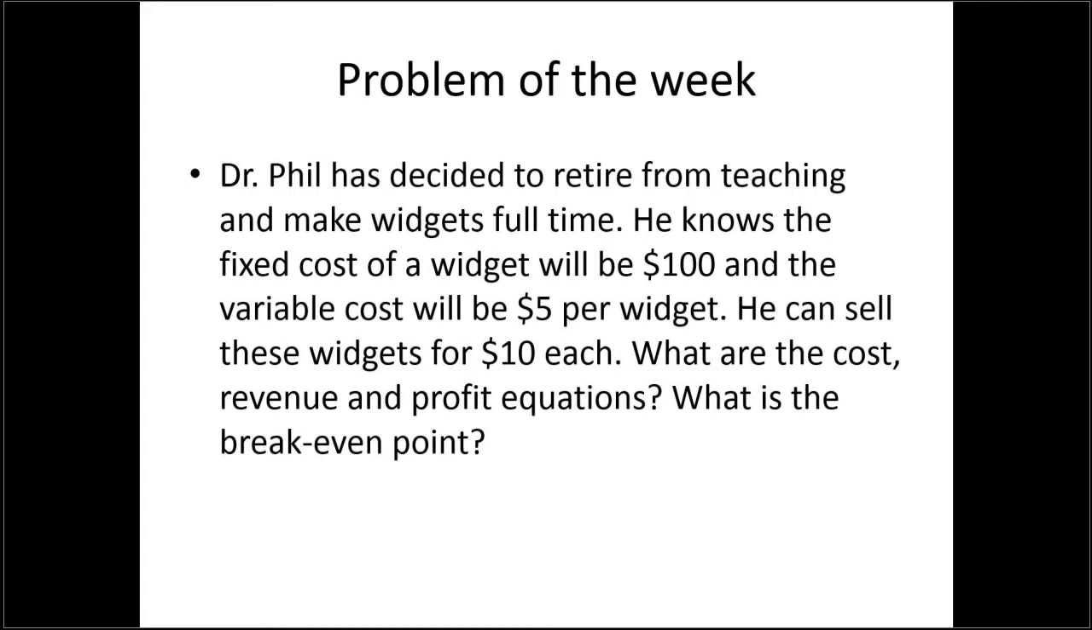So I have decided to retire from teaching and become a full-time widget maker. The fixed cost of a widget will be $100. The variable cost will be $5. I can sell them for $10, and I want to know what are the cost, revenue, and profit equations, as well as the break-even point. And we're going to look at tackling this problem in a number of different ways, just to show you how they all come together.